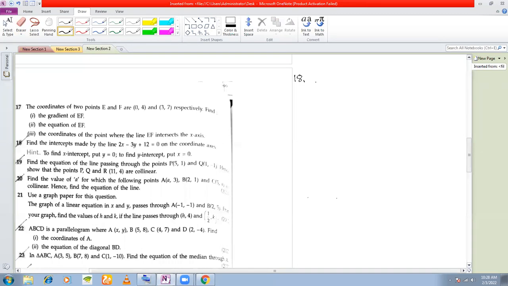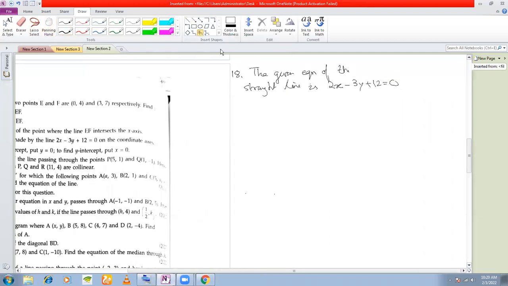Find the intercepts made by the line on the coordinate axis. Okay, so the given equation of the straight line is 2x minus 3y plus 12 is equal to 0. Okay. Now see, you want to find out the intercept. Now again, what do you mean by intercepts? If you have a straight line, I'm just drawing a rough sketch of the straight line just to show you. You need not draw your rough sketch when you are doing. This is just for your understanding.